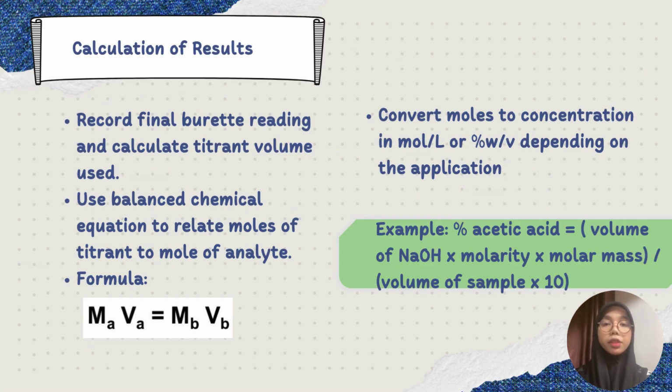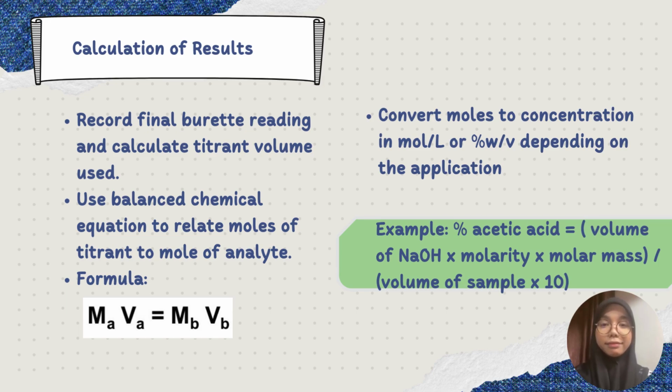Calculation of result. First, record the final burette reading and calculate the titrant volume used. Use the balanced chemical equation to relate moles of titrant to moles of analyte. Formula: M1V1 equals M2V2, for acid-base titration. Convert moles to concentration in moles per liter or percentage weight over volume, depending on the application. Example: percentage acetic acid equals volume of NaOH times molarity times molar mass divided by volume of sample times 10.